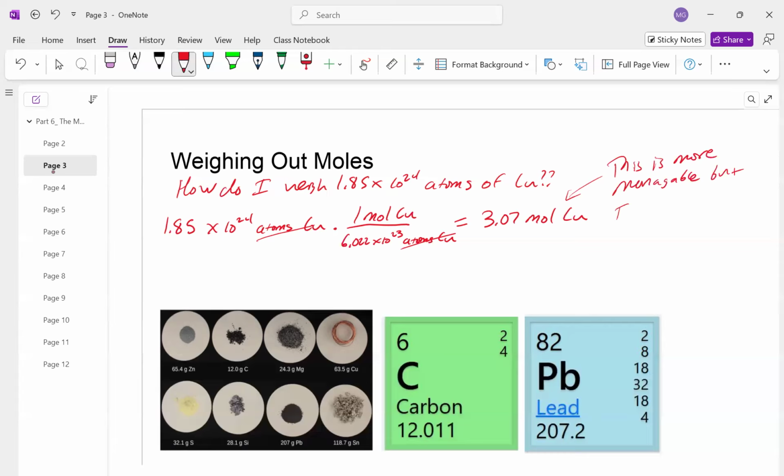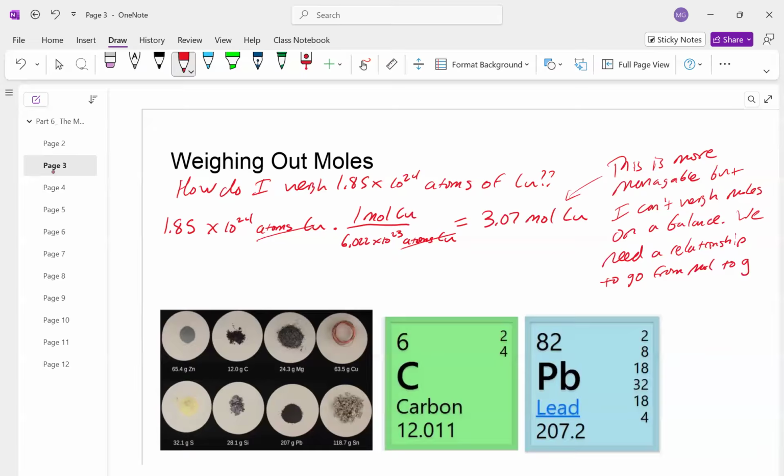But I can't weigh moles on a balance. Our balances don't read moles. Our balances read some unit of mass, like grams. So we need a relationship or a conversion or something to go from moles to grams. And this is where the periodic table is going to help us out here.